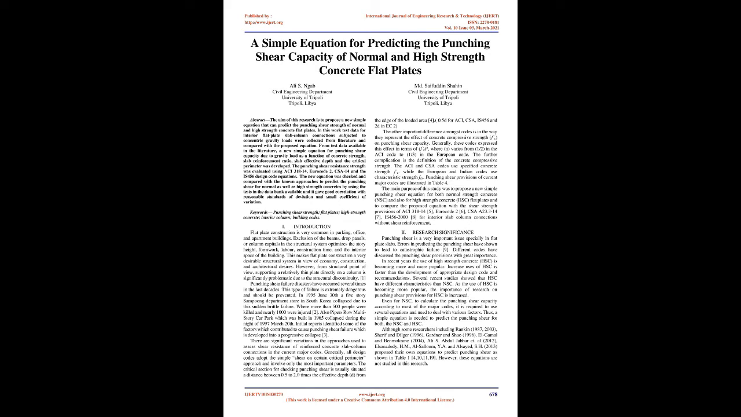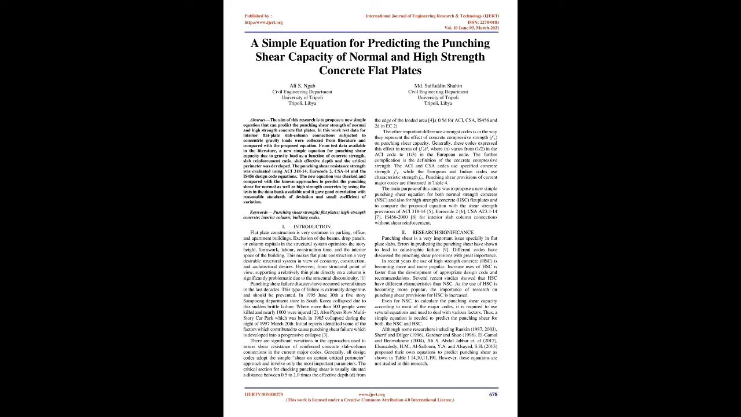Exclusion of the beams, drop panels, or column capitals in the structural system optimizes the story height, formwork, labor, construction time, and the interior space of the building. This makes flat plate construction a very desirable structural system in view of economy, construction, and architectural desires.